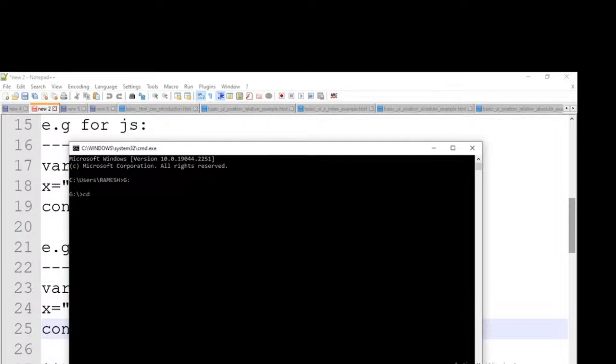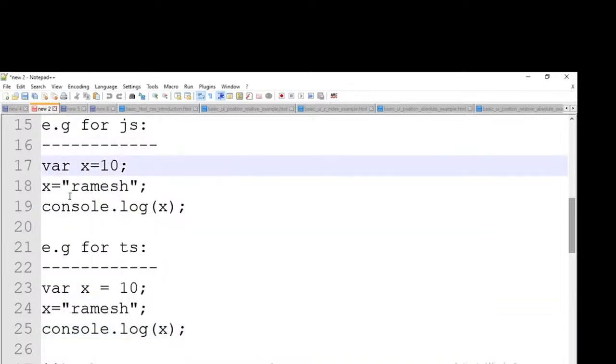Why error? Because there are two values: x is 10, x is Ramesh. The system is confused about which one to consider for x. That's why the error is coming. Okay, any other answer? Data type, sir. Data type is different. Okay, but I did not mention any data type right here. So your answer is correct, that means it will throw an error.